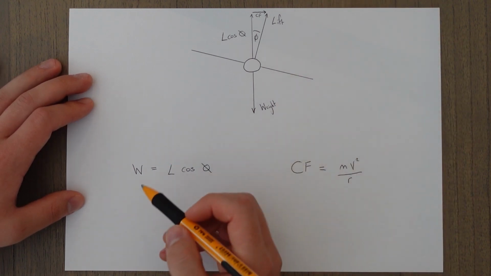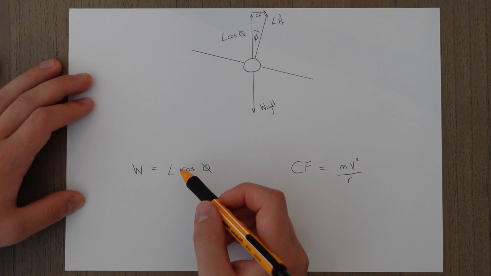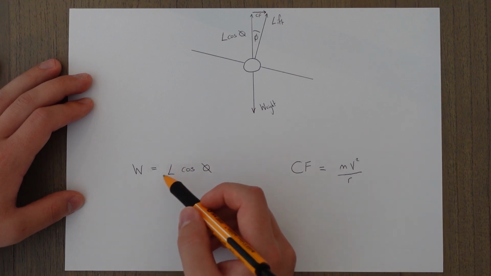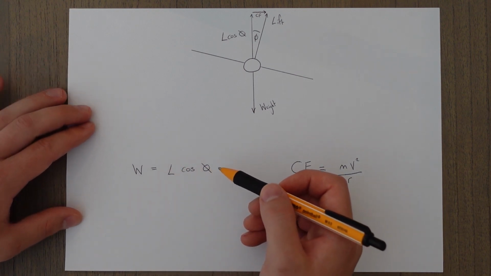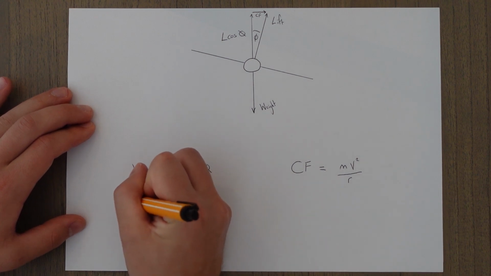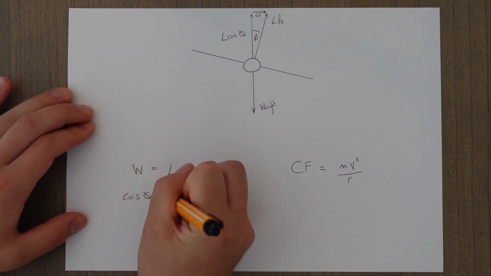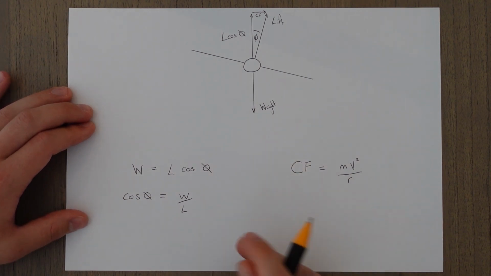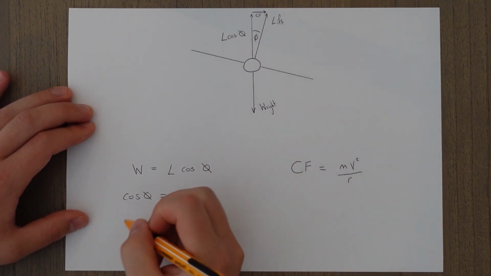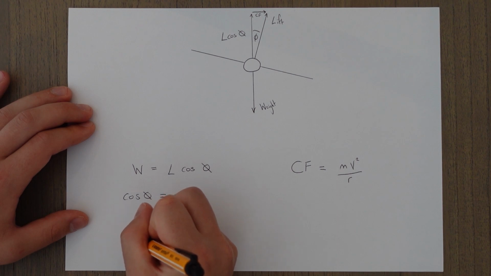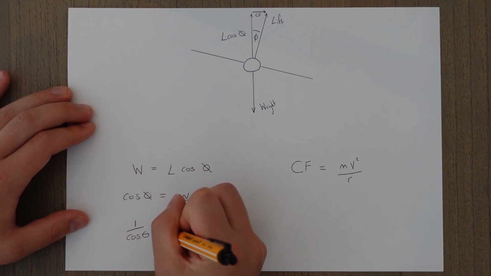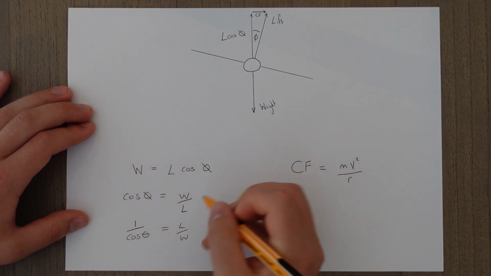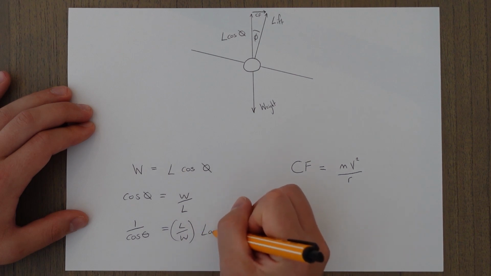That means that we can say W equals L cosine theta, weight is equal to lift cosine theta, and we can rearrange that so that cosine theta is equal to weight over lift. And by rearranging, we can substitute in the load factor. So 1 over cosine theta is equal to lift over weight, and that is the load factor.